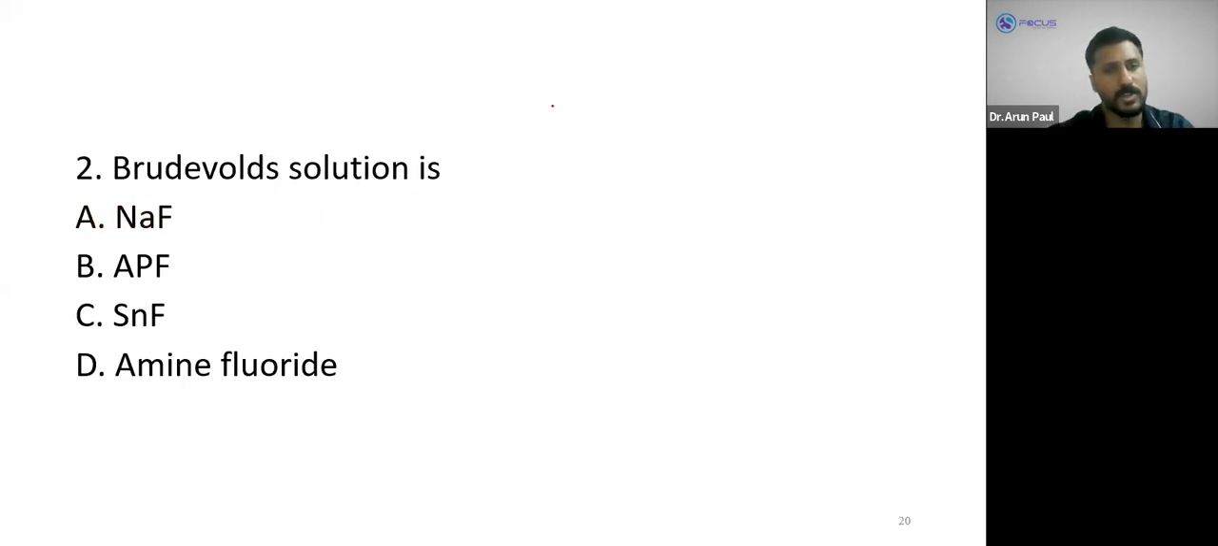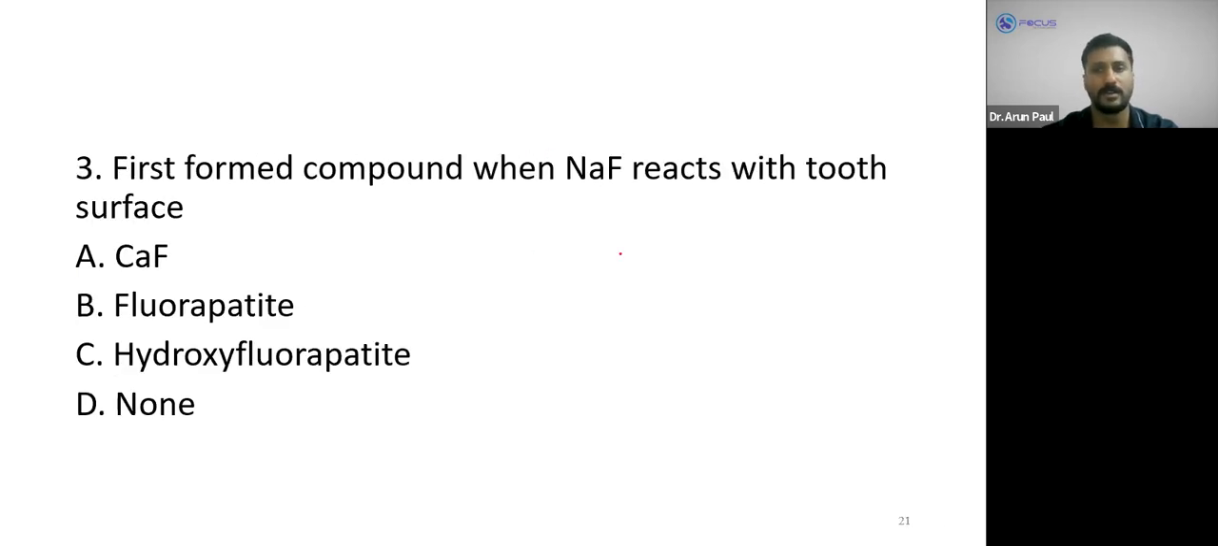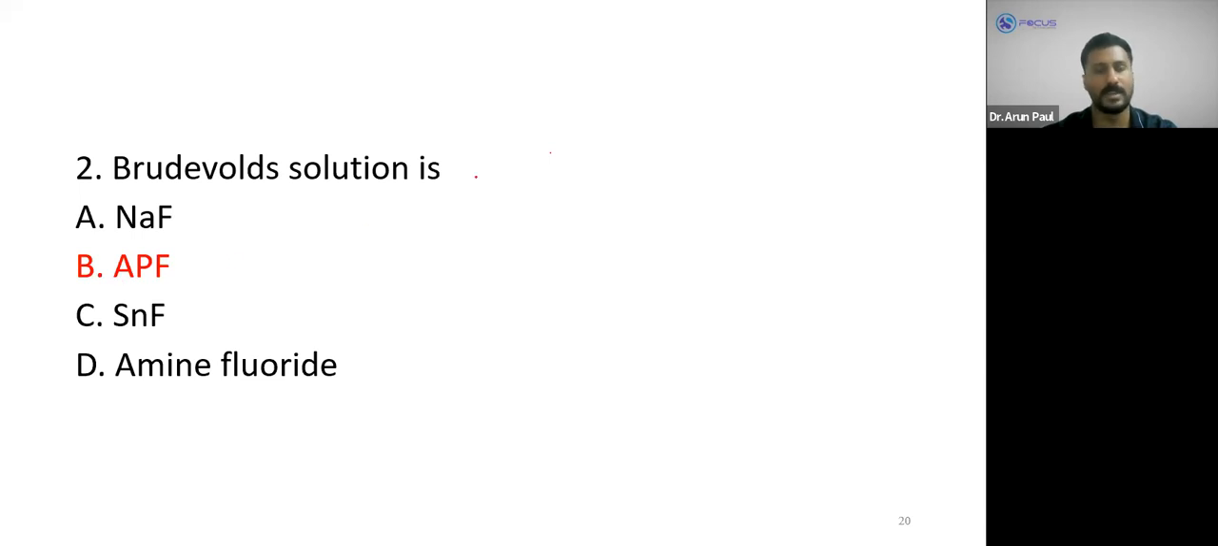Next, Bridewall solution. Which is Bridewall solution? Again, the name of the solution. This is again a favorite area. They keep asking which is Muller's, which is Knutson's, which is Bridewall's. Very direct questions. Very good. All have given good answers. So very direct and easy questions. The answer is APF. Second question. Next.